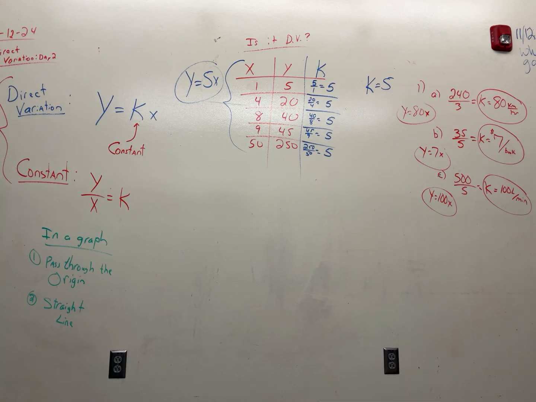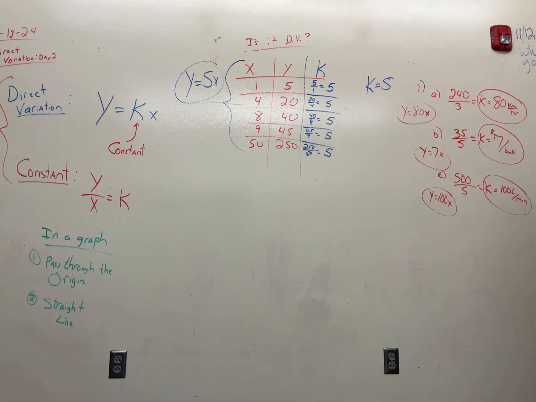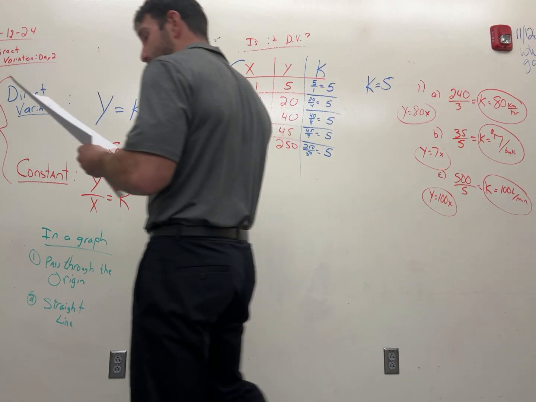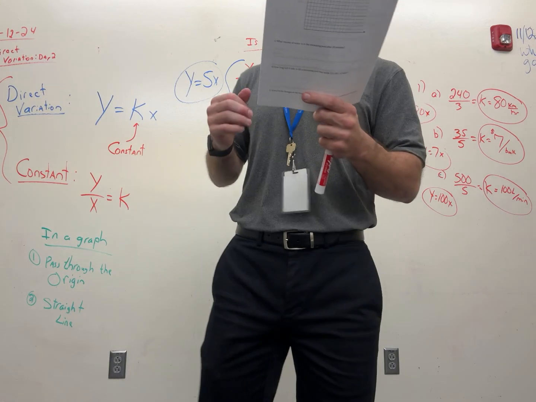Number 2 is only confusing because it gives you the cost C, S meters. Don't worry about that C and S. It says the cost C in dollars of building a concrete sidewalk varies directly, direct variation, with its length S in meters. You should be copying this down. Letter A says find an equation relating C and S if a 200-meter sidewalk costs $4,500. I'm telling you right now that it will be a decimal.